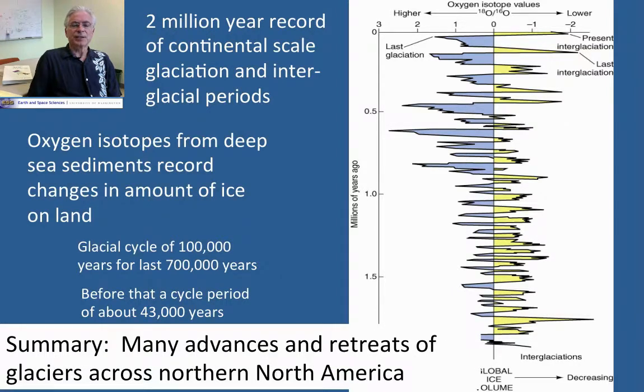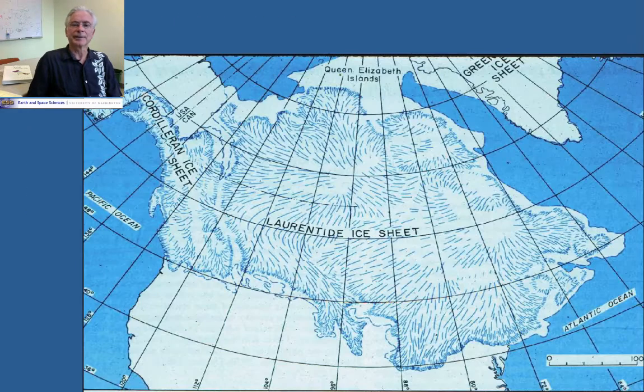So these advances and retreats of glaciers across the northern portions of the United States have left a complex record of deposition and erosion, and we'll look at that now.